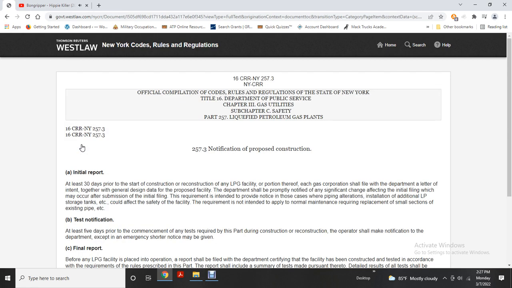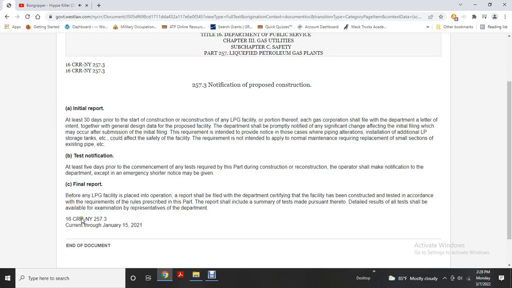Alright, 257.3, notification. Proposed construction initial report. At least 30 days prior to the start of the construction or reconstruction of a liquid petroleum gas facility or portion thereof, each gas corporation shall file with the department the general design data of the proposed facility. The department shall be properly notified of any significant changes after submission of the initial filing. The notice is required for the piping alteration, installation, additional liquid petroleum gas storage tanks, etc., that could affect the safety of the facility. The requirement does not apply to normal maintenance or to repair planning for a small section of existing pipe, etc.